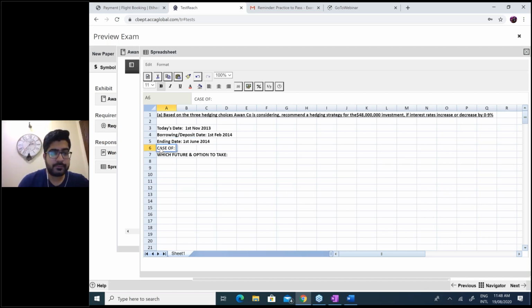Case of, is it a borrowing case or a deposit case? Awan is planning to receive 48 million on 1st Feb, which will be invested. Invested means deposited.